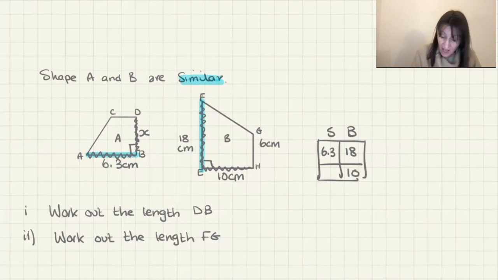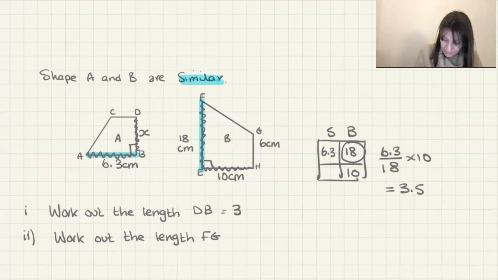Then I just set it up with the rules of this particular method. The trap number goes on the bottom, 6.3, and the 10. I could do it the other way around as well. It makes no difference. And then I put that in, I get 3.5. So 3.5 is DB. And we'll put in our centimeters. Then it says work out the length FG. All right, then let's locate FG. So FG is here.